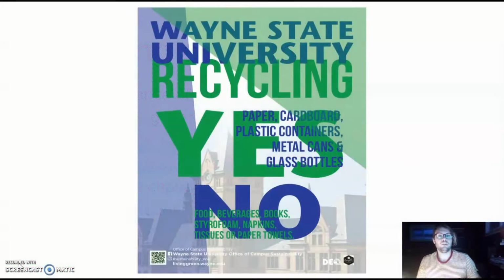So here's Wayne State's only paper advertisement that is posted around the campus. This was done about a year ago when they introduced new recycling bins. There's still some of these up. They were posted mainly around where they put in the new recycling bins. So our recycling program, according to this, consists of paper, cardboard, plastic, metal cans, and glass bottles. This advertisement is nice, as well as it doubles as an educational piece.